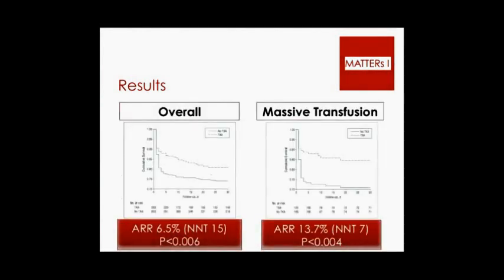And despite the tranexamic acid group being sicker, they seem to benefit from tranexamic acid with higher survival rates. Look on the left, this is the overall cohort, and you will see on the Kaplan-Meier curve, the dotted line is the patients that received TXA compared to the bottom line, which is the ones that did not. There was a survival benefit, an absolute risk reduction of 6.5% and a number needed to treat of 15, which was statistically significant. And this is despite them being sicker.